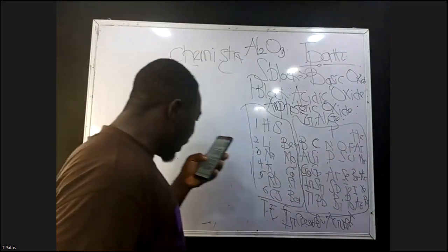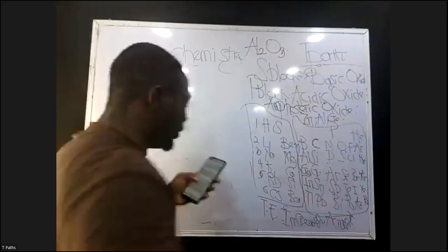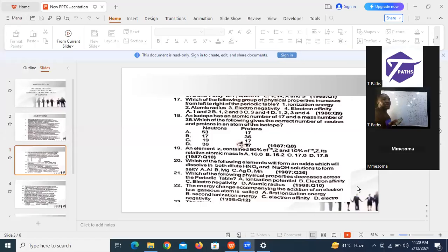Ionization potential, IE, increases. EN, electronegativity, increases. EA increases. Atomic radius does not increase across the period. It decreases across the period. So we've said that over and over again today.